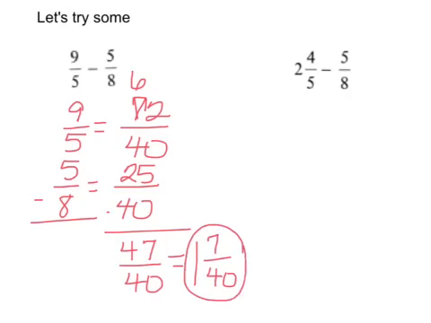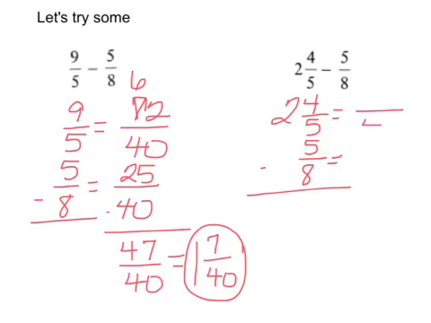Let's take a look at this next one. Again, I'm going to start by getting these numbers written vertically. And I need to get a common denominator. Well, it just so happens our denominators are the same as our previous example, so again, I'm going to use the common denominator of 40. I multiply 5 times 8 to get 40, and 4 times 8 is 32. I multiply 8 times 5 to get 40, and 5 times 5 is 25.